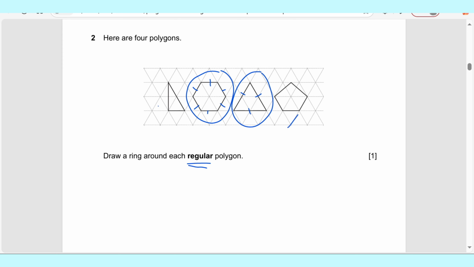Well, why is this one not? Because we see that this distance is not the same as this distance, so they are not equal. This distance is shorter than this one. Alright, that's the explanation. Let's move on.